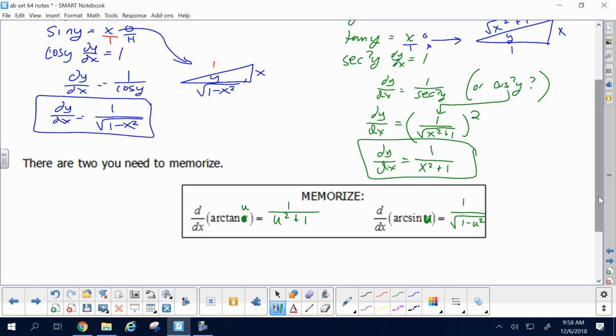Tangent is the one that's positive and no square root. Sine is the one that's negative and has a square root. Eventually we'll get those into our brain. I would hate for you to have to do this every time on some problems.